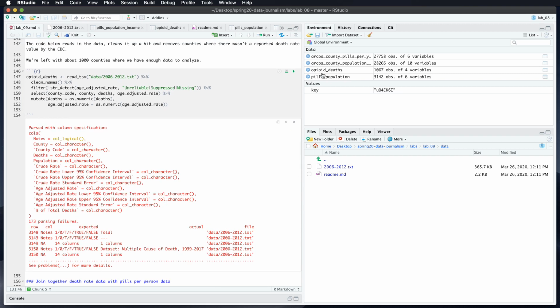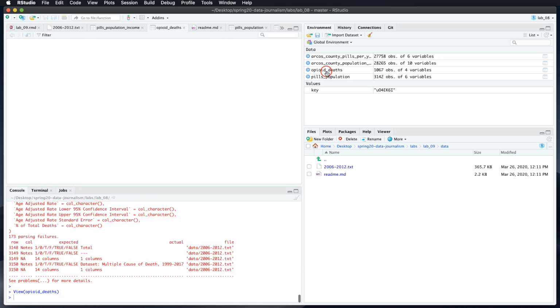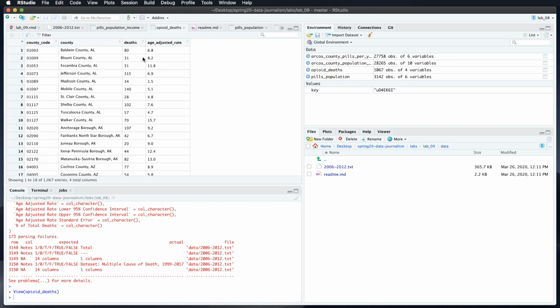and here it is. And so what do we have here? We've got the unique identifier, the county code, and the county name and state, the number of deaths, and the age-adjusted rate. So they've made some adjustments to account for statistical variations related to age that might skew the death rate in places with unequally distributed age of population.